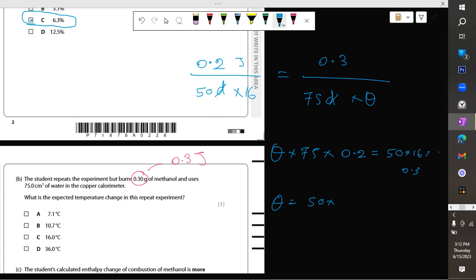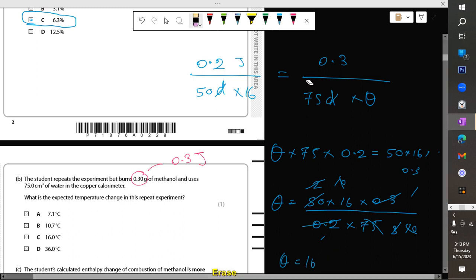Guys, do the calculations by yourself. I'm just giving you some help. 0.3 divided by 0.2 times 75, right? 25 times 2, 25 times 3, and 0.2. 0.3 times 1, 0.3 times 10, 0.2 times 1, 0.2 times 10. 10 and 10 also cancel out. Theta is 16. 16 centigrade.